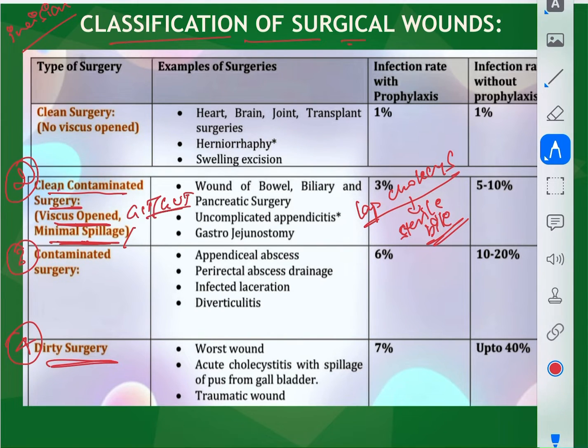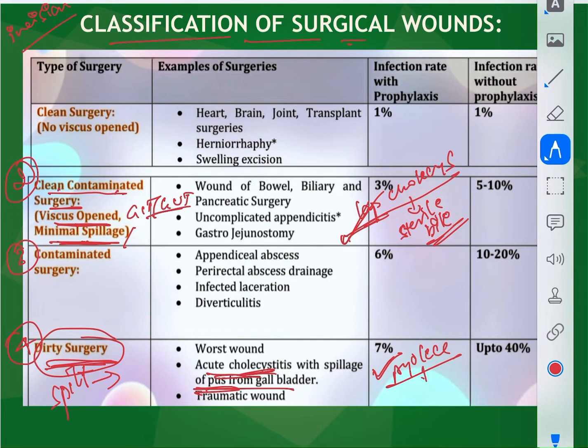What is the difference between clean contaminated and dirty surgery? In dirty surgery, whatever is getting spilled is a very contaminated substance like pus. Spillage of pus from the gallbladder. The same example I gave you, the laparoscopic cholecystectomy. If you are performing that laparoscopic cholecystectomy on a patient with acute cholecystitis with some pus, and then you happen to perforate that gallbladder, and what spills is pus in the peritoneal cavity, then it becomes a very dirty surgery. It is the worst wound possible.